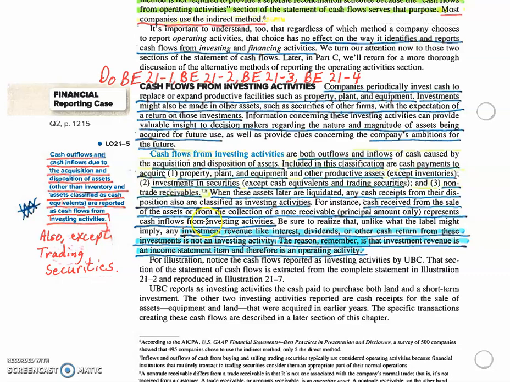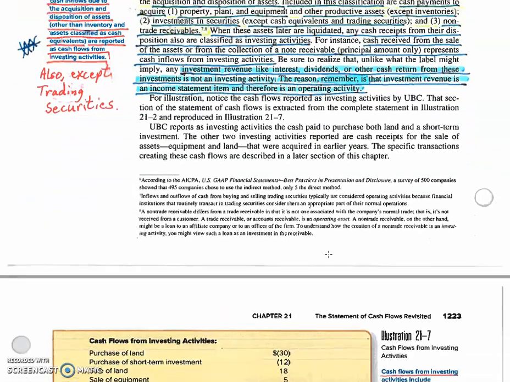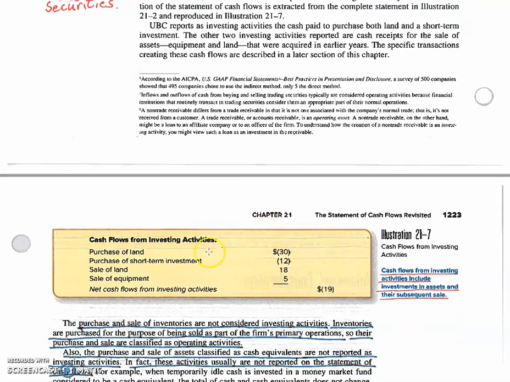Okay, book explains all that in here. Again, investment revenue like interest and dividends or other cash returned from those investments is not an investing activity. The reason, remember, is that investment revenue is an income statement item and therefore is an operating activity. Okay, and they walk you through that.